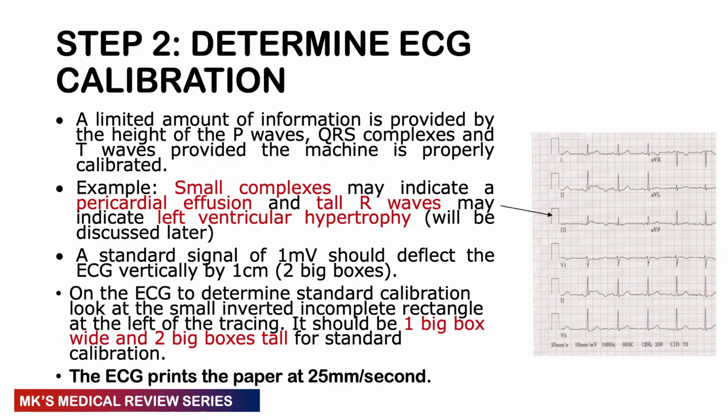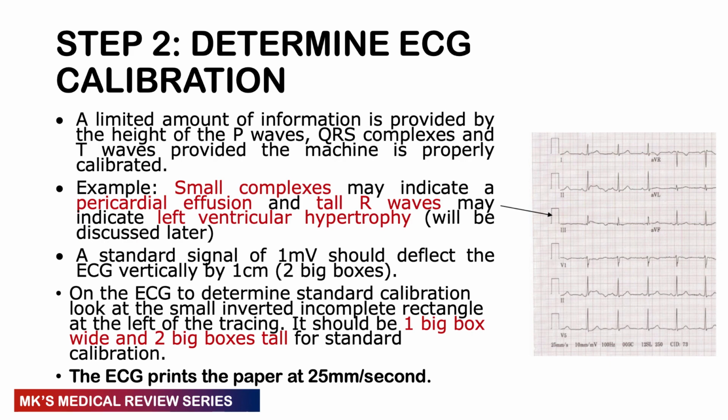For example, if your QRS complexes, or rather your waves, are generally small, you get small complexes on the ECG, perhaps this person is very obese and the conduction is quite poor, or there's a pericardial effusion that is surrounding the heart. If, for example, you get tall R waves, this may point towards left ventricular hypertrophy. Of course, I'll discuss this a bit later.